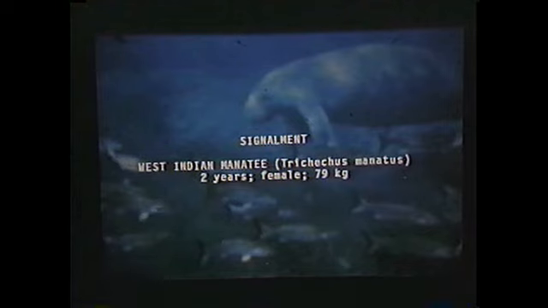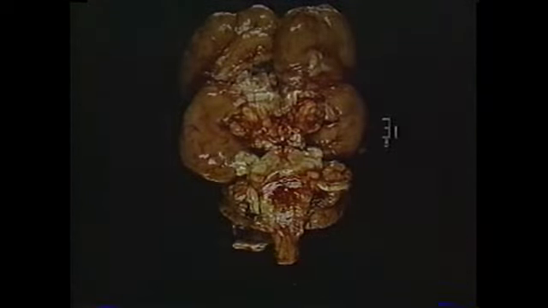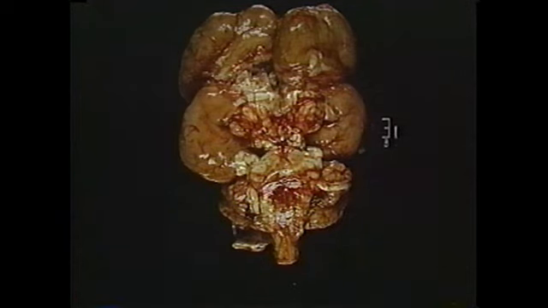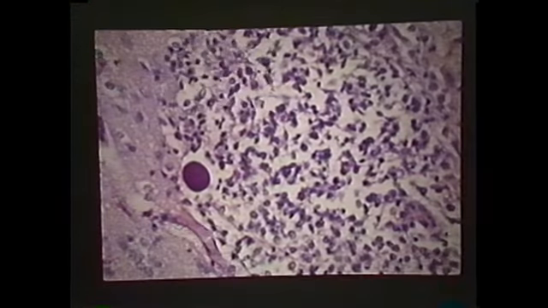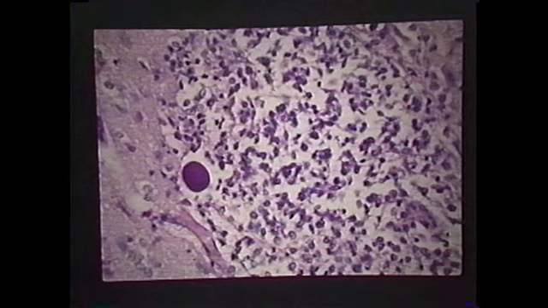A disease that may be considered endogenous affected a fairly young manatee, 2 years of age, and was a result of toxoplasmosis. Again, it did not manifest itself at the gross level, so we are looking at a normal manatee brain, but microscopically there was evidence of a multifocal encephalitis, and every so often within the inflammatory foci one was able to demonstrate the pseudocysts of Toxoplasma gondii.